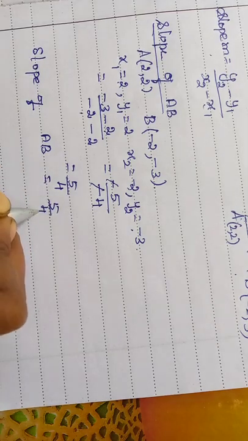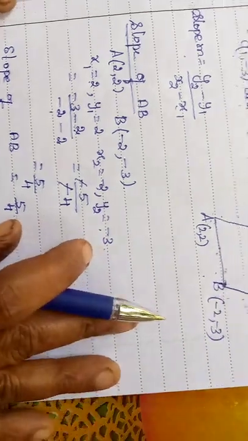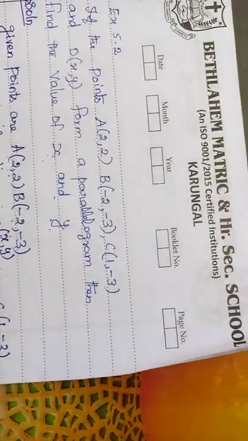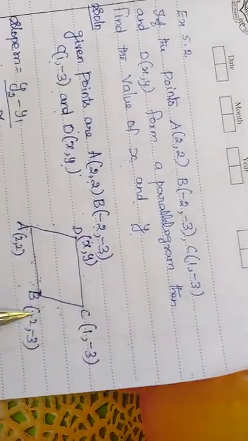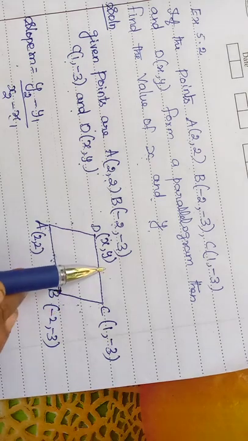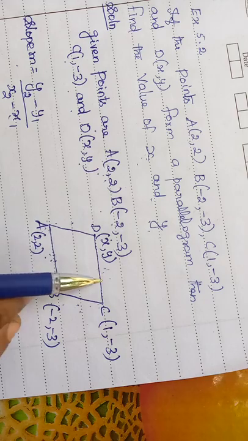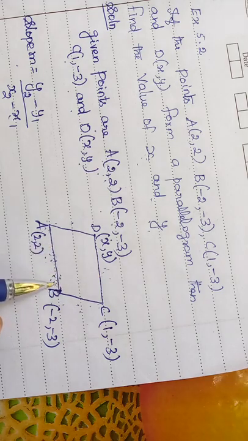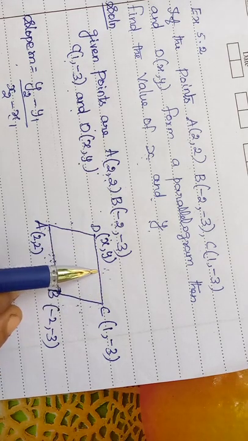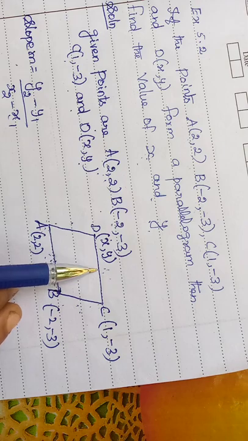Okay, then let us find out, AB and CD are the opposite sides, so opposite sides will be parallel, so slope must be equal. So after that we have to find out the slope of CD. Okay, let us find out the slope of CD.